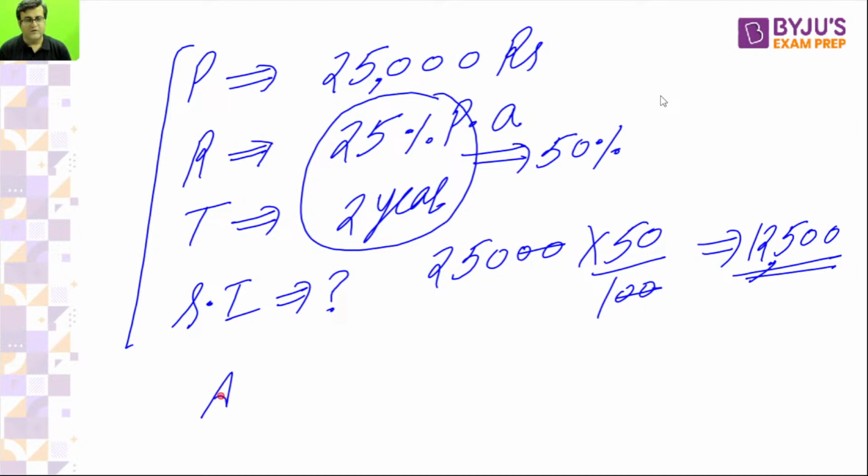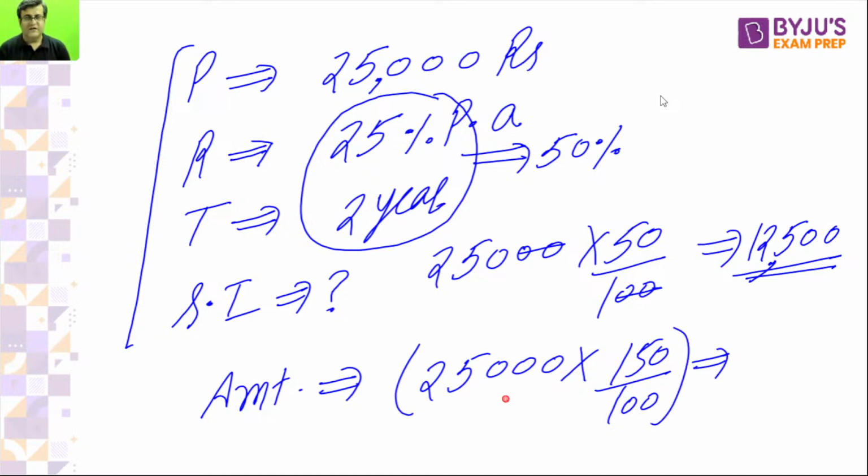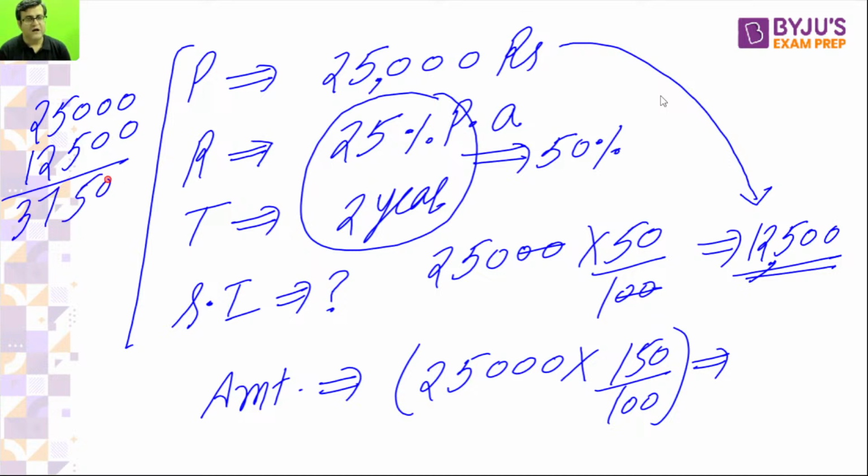Now if they ask for the amount, I'm telling you, either you can directly find 150% of 25,000, or if you find this one calculative, directly add 12,500 to 25,000. 25,000 is the principal, 12,500 is the interest, so 37,500 is the total amount. Is this clear? Okay, great. Two things only you need to understand: one is about simple interest, the other is about amount. If you understand these two points, you are going to use these things further as well.